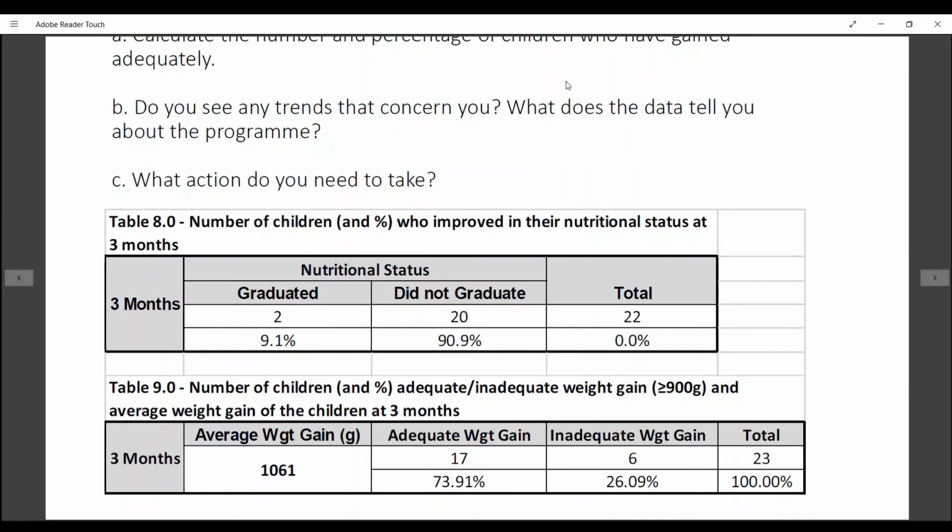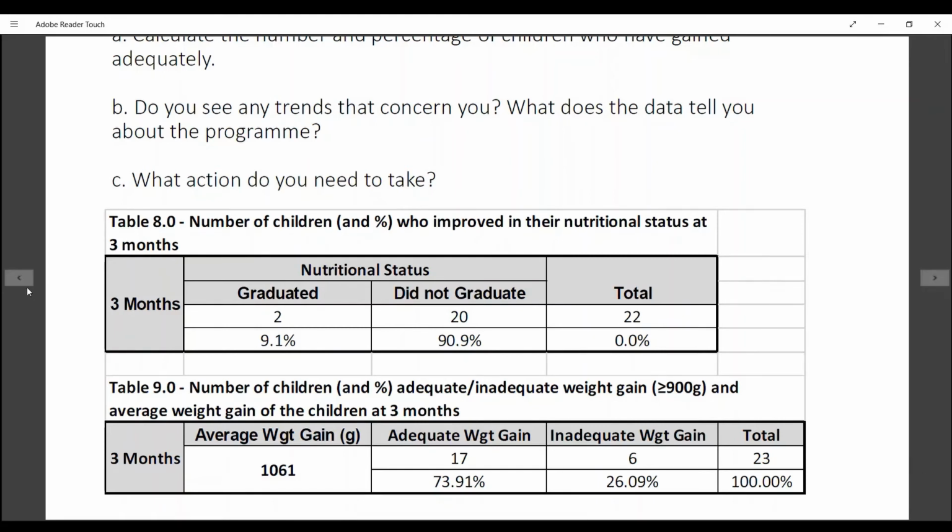Again, you have to calculate the percentage of the children who have gained adequate weight. Do you see any trends and concerns? What does the data tell you about the program? What action do you need to take? After 3 months, we can see only 2 children have graduated from the program and 20 did not. This is very worrisome.